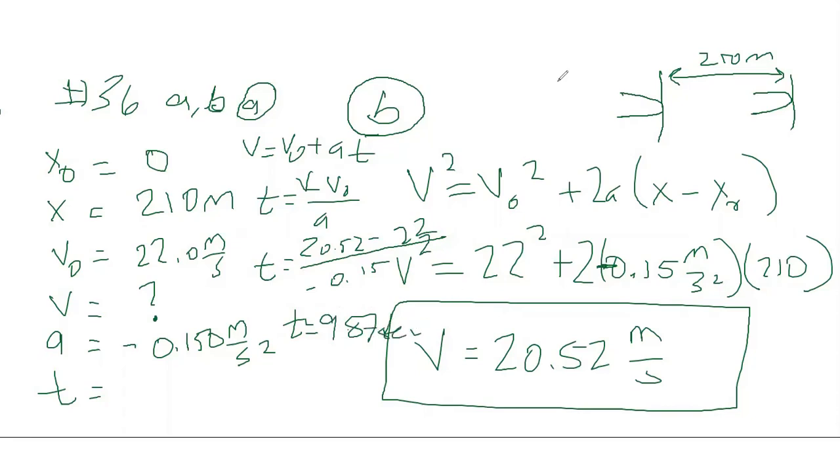For part A? It must be written differently in my book then. What's that? Part A is how long is the nose of the train in the station? Yeah, that's time. Not, oh, 210 is distance. Oh, I see it now. You got it? Yes. Thanks.